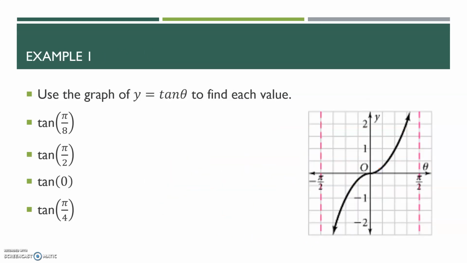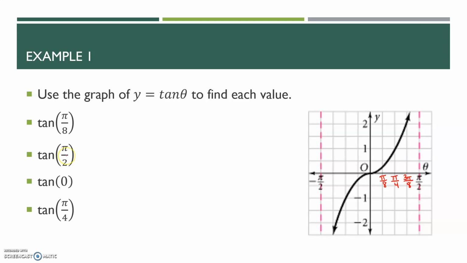Now, it says use the graph of y equals tangent theta to find each value. First, tangent of pi over 8. Let me look at this. This is pi over 2, and we have been doing work with fractions, but you really have to think about your fractions. This is pi over 2. There are 4 spaces between 0 and pi over 2, so I'm going to divide this into fourths. I start by dividing it in half. Half of 1/2 is 1/4, and half of 1/4 is 1/8. So this would be 3/8.